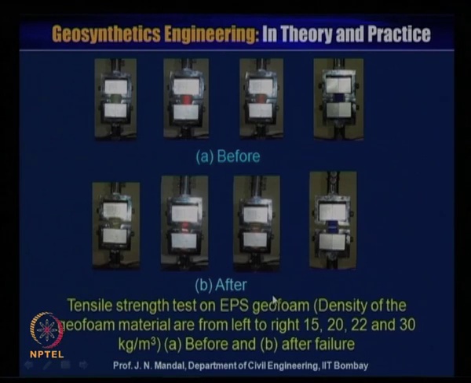So this is a very important parameter. Here we are showing four densities, that is 15, 20, 22 and 30 kg per meter cube. This is before the test, and you can see this is after the test, how the sample failed.